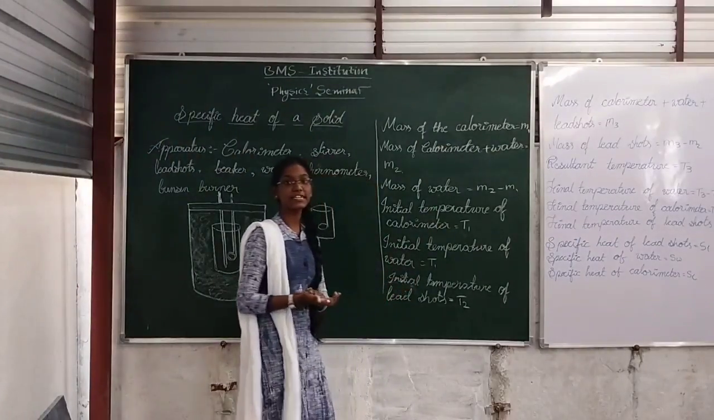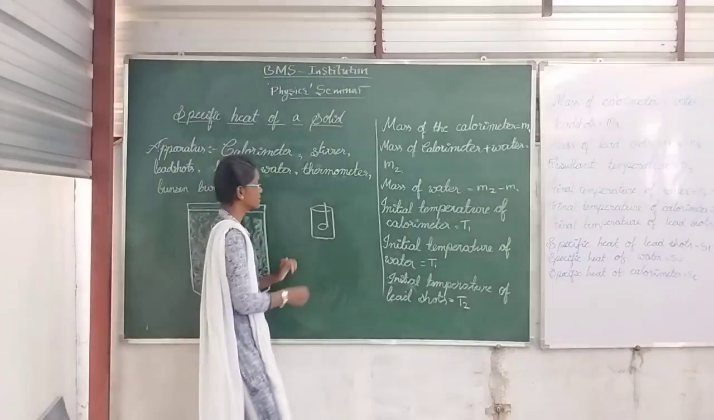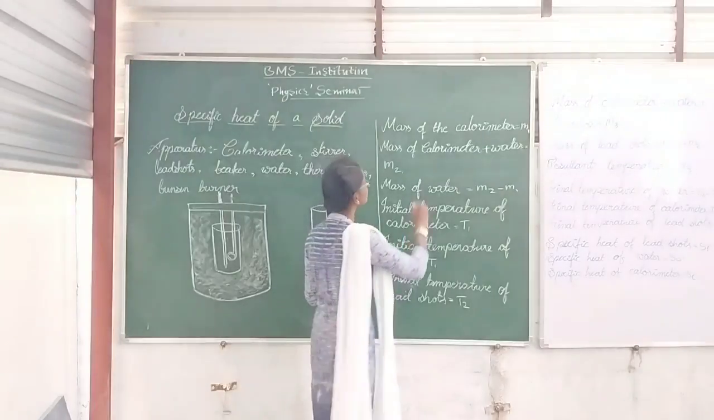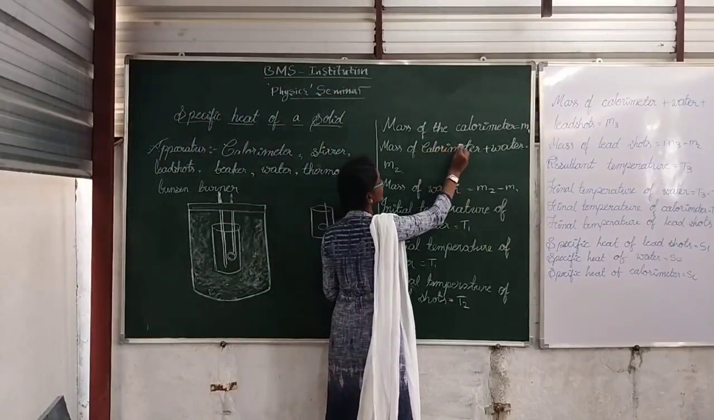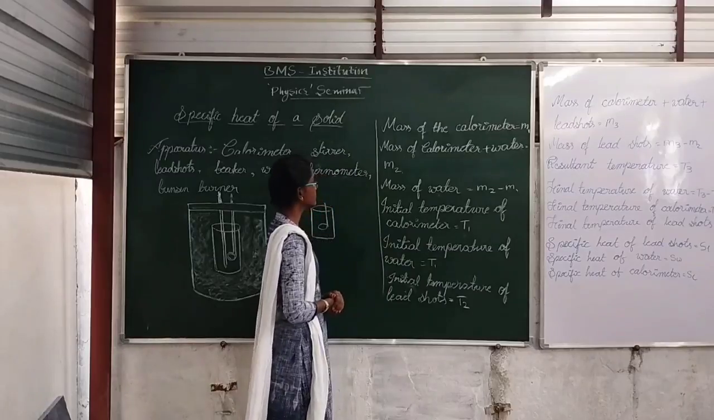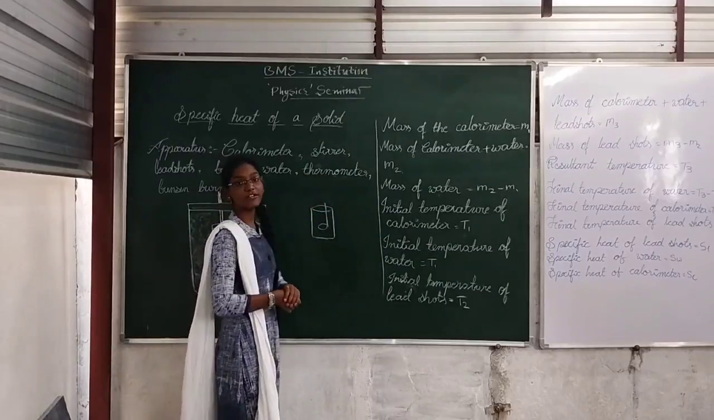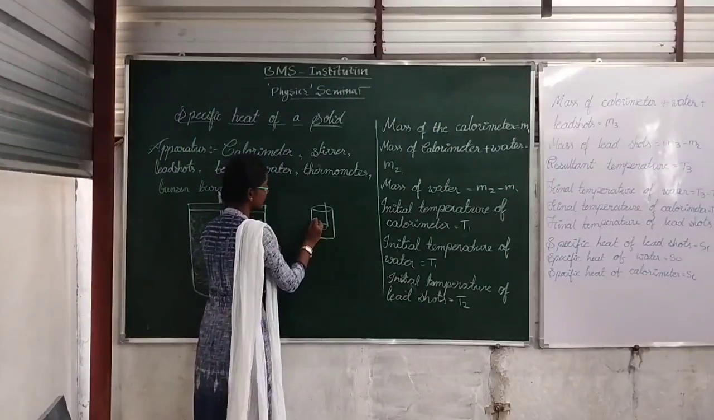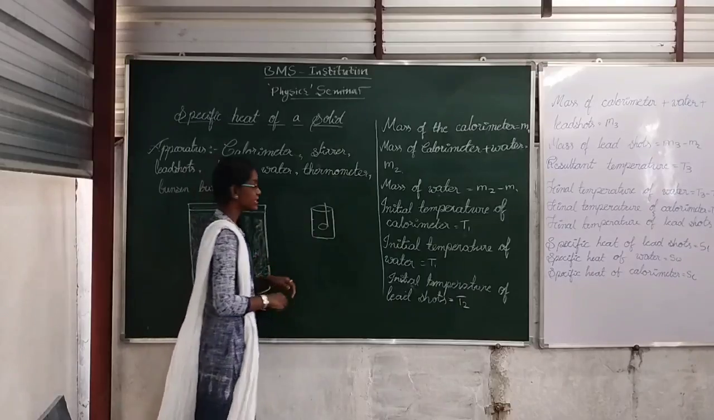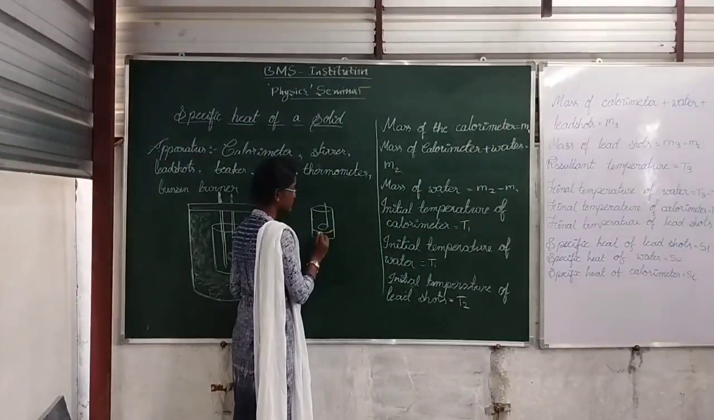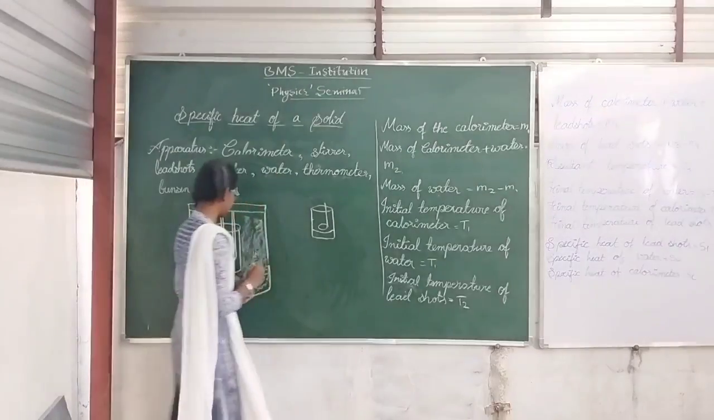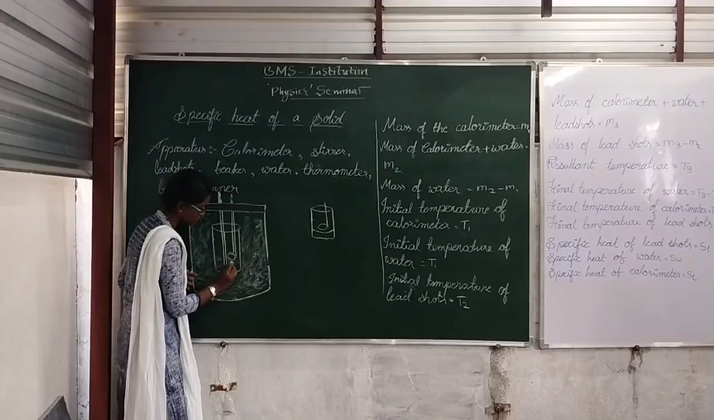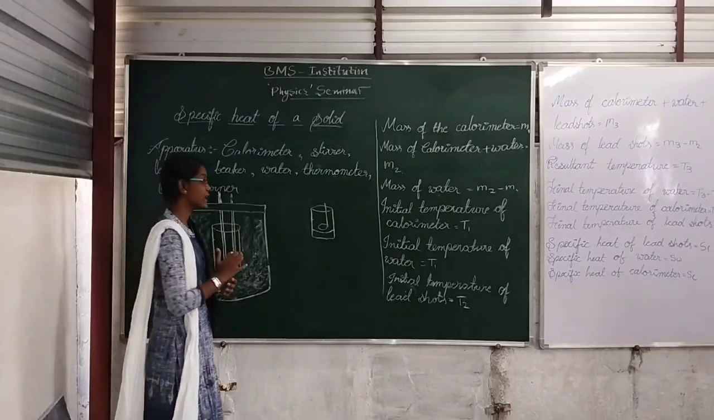First we have to weigh the mass of the calorimeter. We are taking the mass of the calorimeter along with the stirrer as M1. Mass of the calorimeter equals M1. Now we have to fill one third of the calorimeter. If you divide the calorimeter into 3 parts, water should be poured into the calorimeter up to the first part. See, first part, second part and third part. In the first part we have to pour water. Now we have to weigh it.